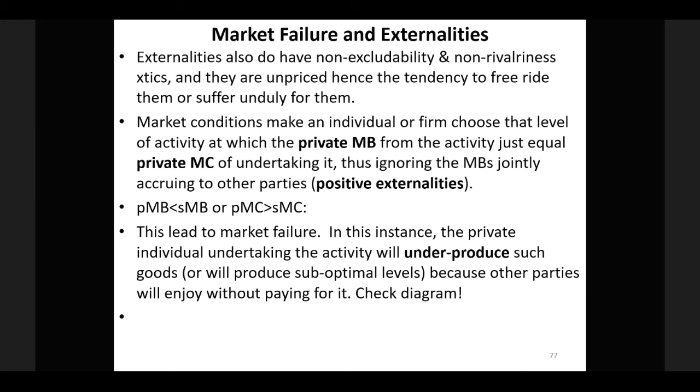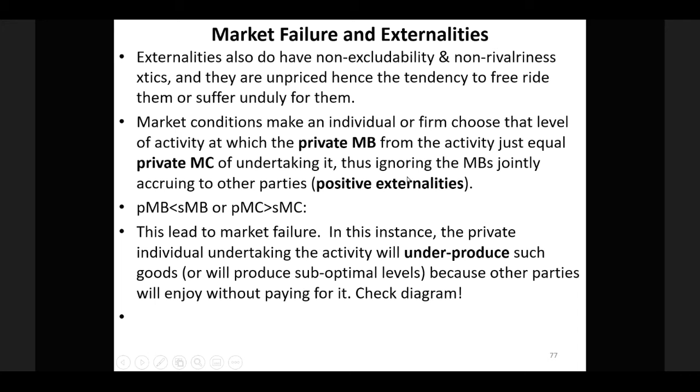In terms of cost, you also see that the private marginal cost will be greater than the social marginal cost when we talk about positive externalities. So it means the cost to society is lower than the cost that the private entrepreneur or private person will face.